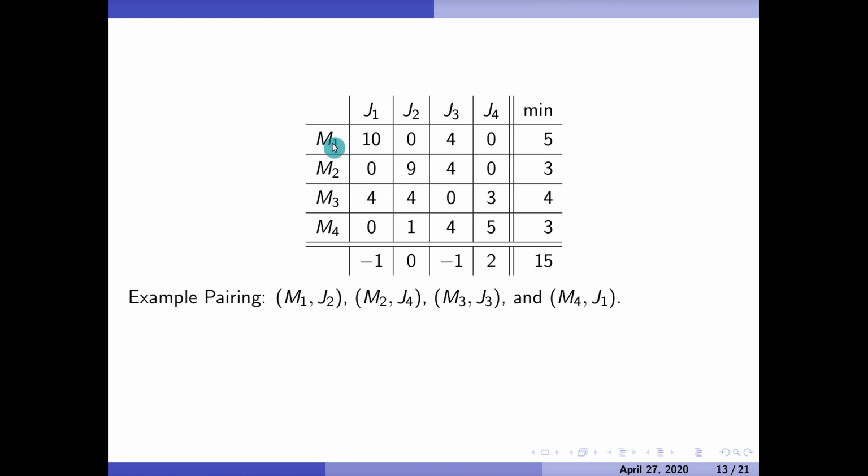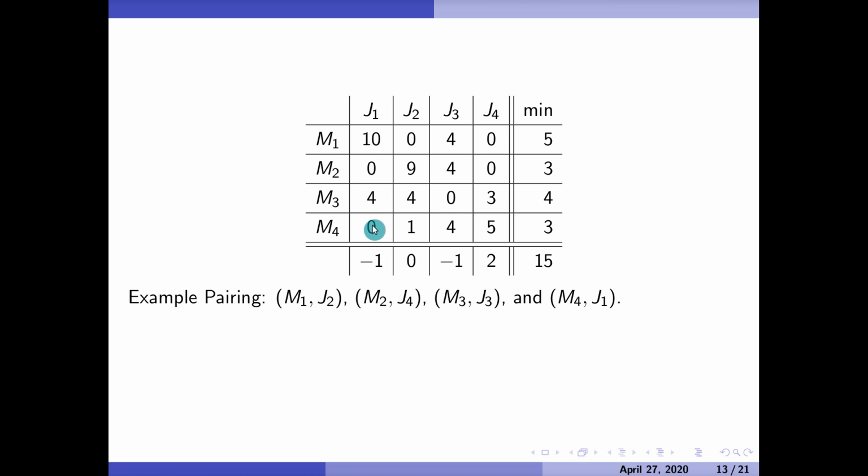Let's say take M1 to J2, so this cell is covered. M2 to J4, so that one's covered. M3 to J3, so that one's done. And then M4 to J1, that leaves that one for that job.